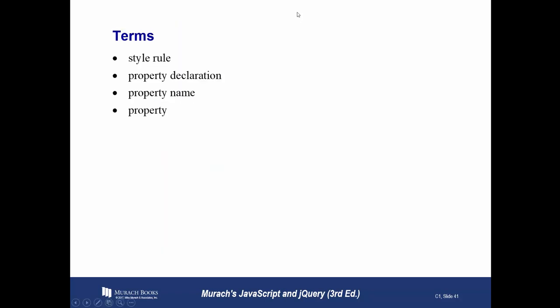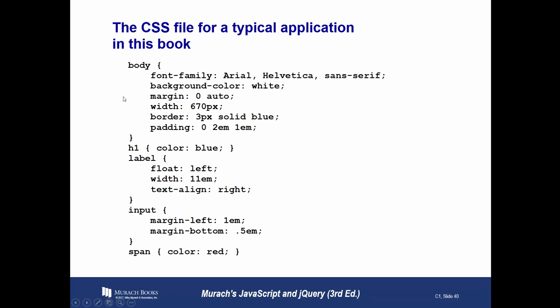Some of the terms for CSS files: everything between body and the curly brace and that ending curly brace, that's a style rule. That says that the entire body of our document will have a font family of Arial if possible. If not Arial, try Helvetica. If you can't find Helvetica, use sans serif, which is a default font. The background color will be white. The zero auto will mean center it on the page.